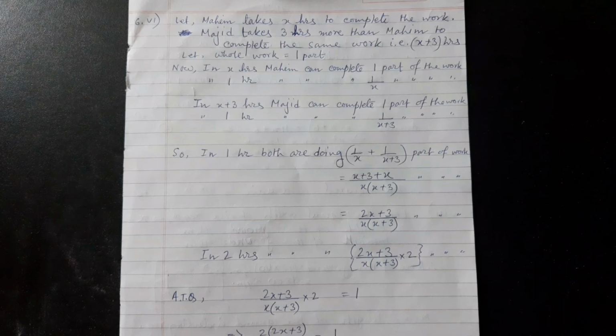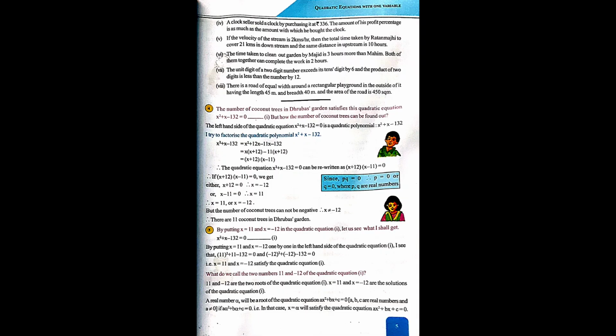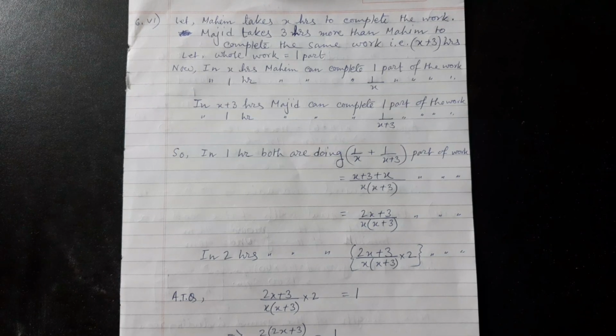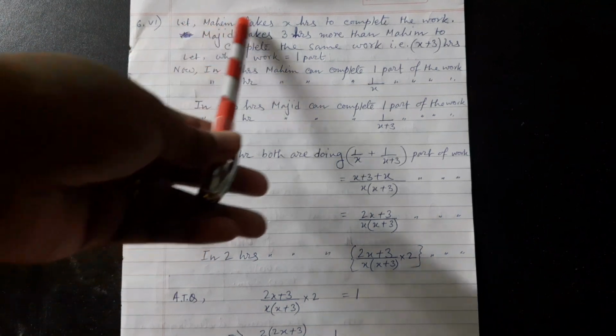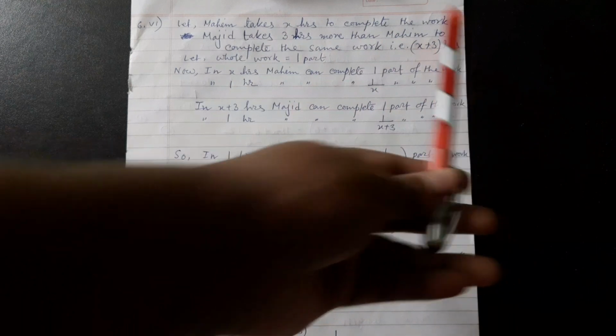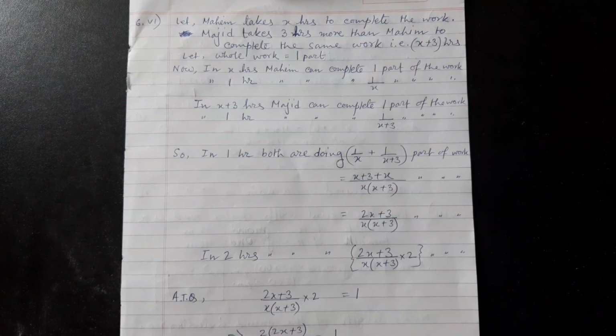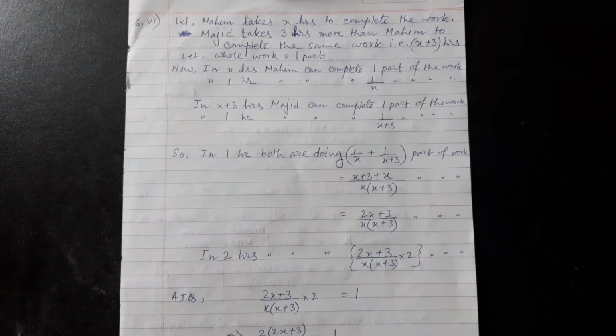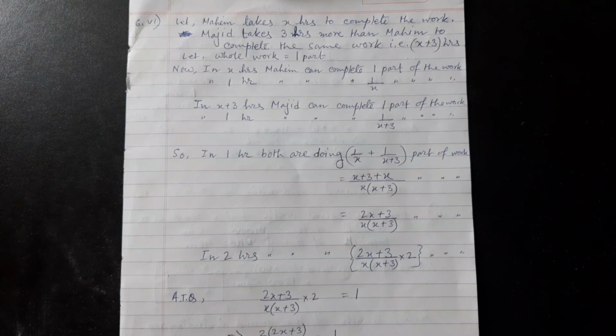Now subpart 6. The time taken to clean out the garden by Majid is 3 hours more than Mahim. Both of them together can complete the work in 2 hours. So, first we have to assume that Mahim takes x hours to complete the whole work. So, Majid takes 3 hours more, meaning x plus 3 hours to complete the whole work. Let the whole work equal one part. In the sum, our first target is to calculate 1 hour work of Mahim and 1 hour work of Majid.